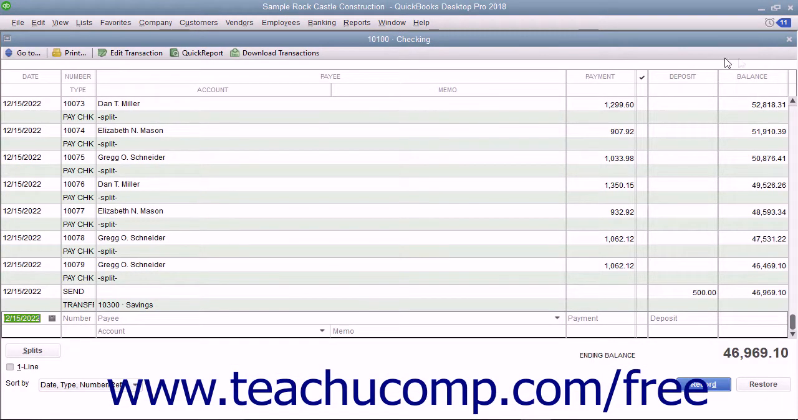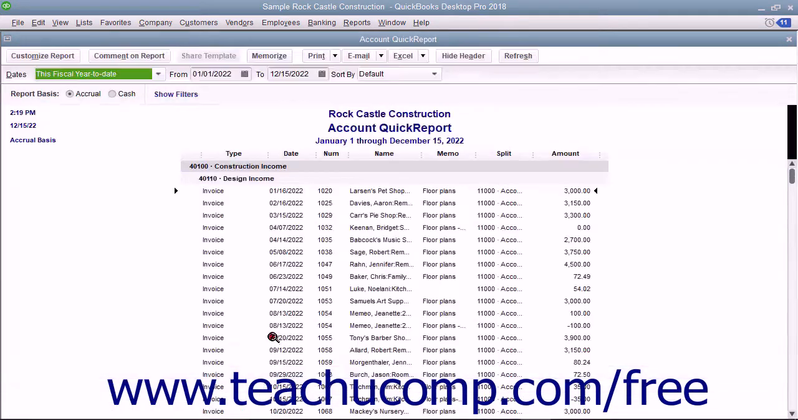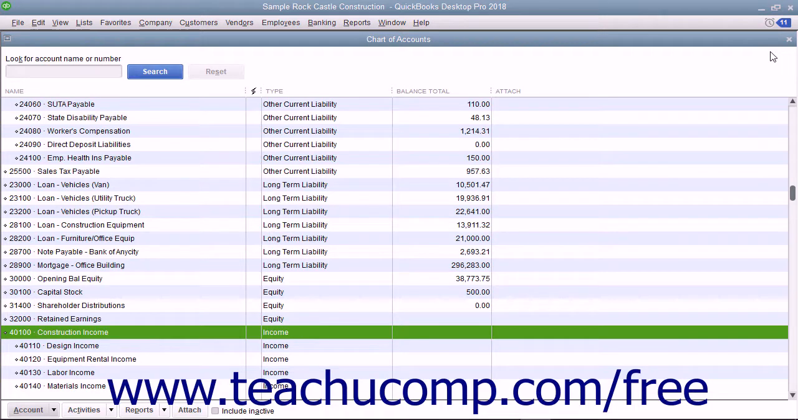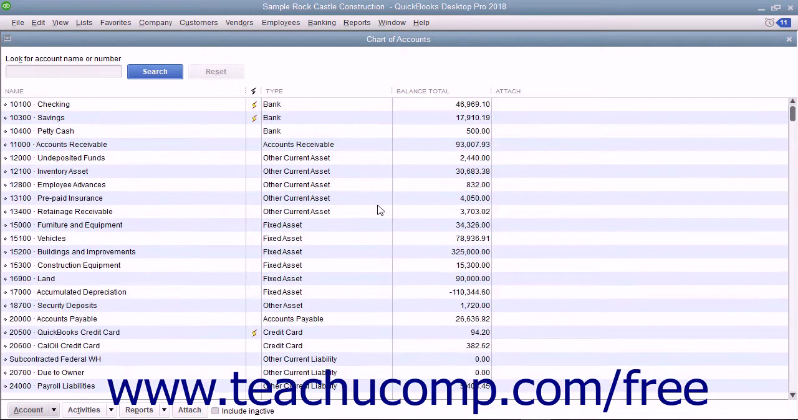Unlike the balance sheet accounts, the income and expense accounts each have a report that lists the transactions associated with the account. We will look at these types of accounts in more detail in later chapters, but we will now review a general list of the different types of accounts shown within the chart of accounts and whether they appear in the balance sheet or the profit and loss statement within QuickBooks. First, let's examine the balance sheet accounts.